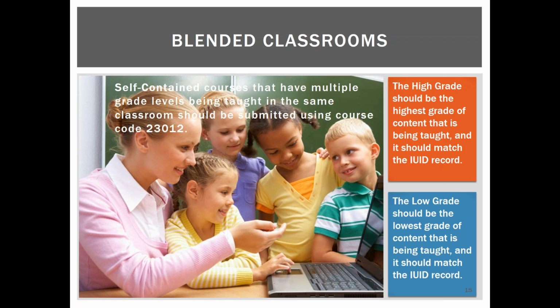And in this case, the high grade should be the highest grade of content that is being taught, and the low grade should be the lowest grade of content that is being taught. So for example, a 4th-5th split in elementary school, you'd have 5 as the high grade and 4 as the low grade.